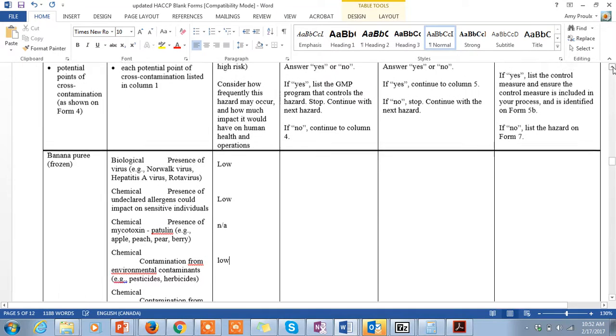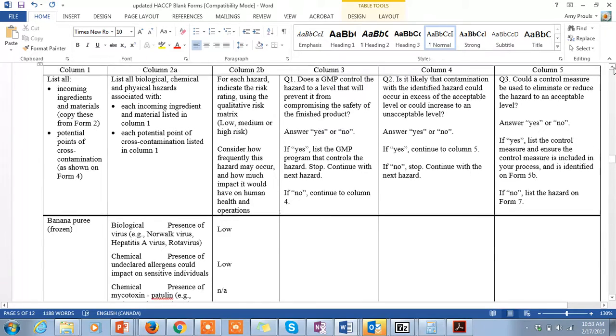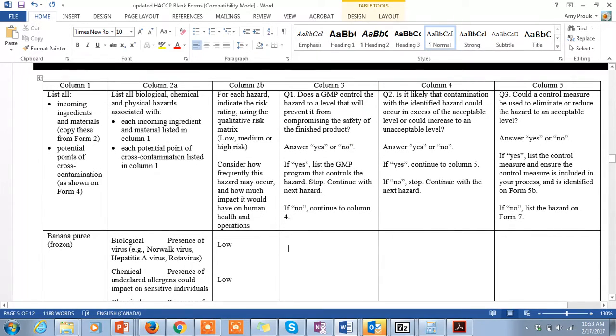So once you've gone through, again, I'm just giving you a few examples here, but you want to go through every ingredient and every hazard that you've identified from the database and give it a risk rating. Then from here, you want to go in and identify, let me just check my time here. Oh, I've got lots of time. So I need to ask the question, does a GMP control this hazard? So, for example, would we have presence of virus in our banana puree?